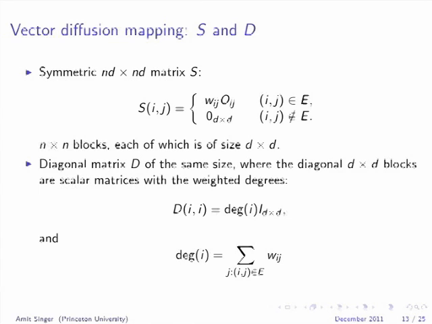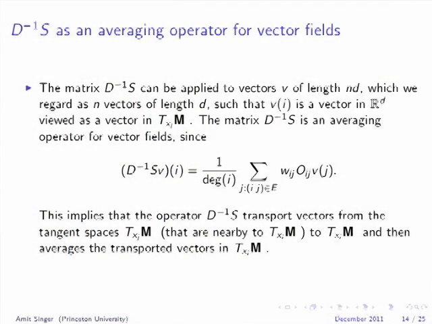And just like in Laplacian eigenmaps, we're also going to define a diagonal matrix with the weighted degrees. But this matrix is, again, an n by n matrix of blocks of size d by d. So I'm going to multiply the weighted degrees by the identity d by d matrix. So we have D and S. And now I'm going to look at the matrix D inverse S. I want you to think about this matrix as an averaging operator for vector fields over your data set.